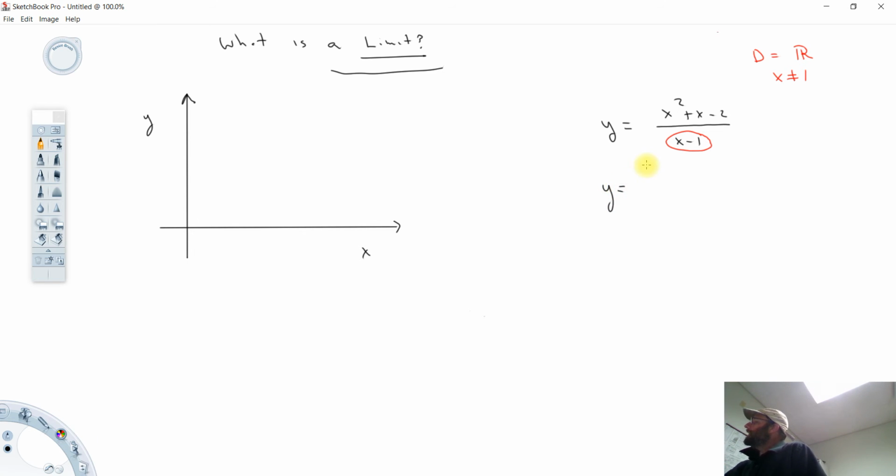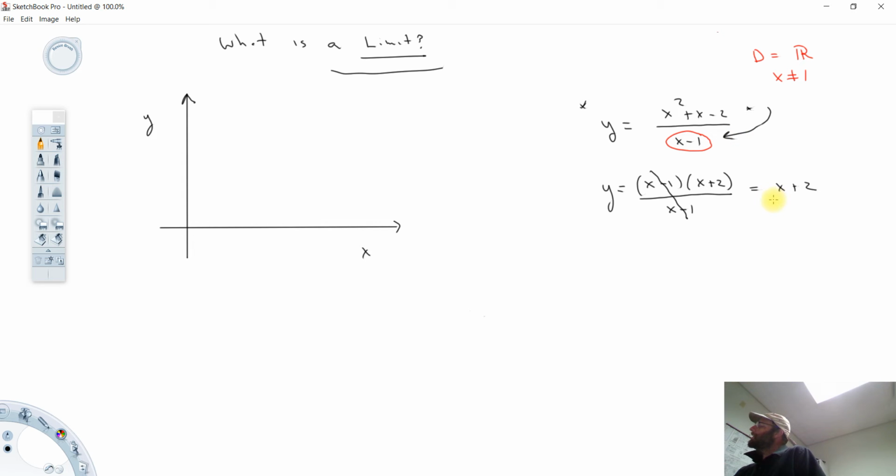Now, if we look carefully, this thing factors. The top factors into x minus 1 times x plus 2. I'm going to double check that: x squared plus x minus 2, yep. And you'll notice that these now cancel. So basically we get x plus 2. So this function is de facto a linear function, but it has this restriction in it because of the bottom.